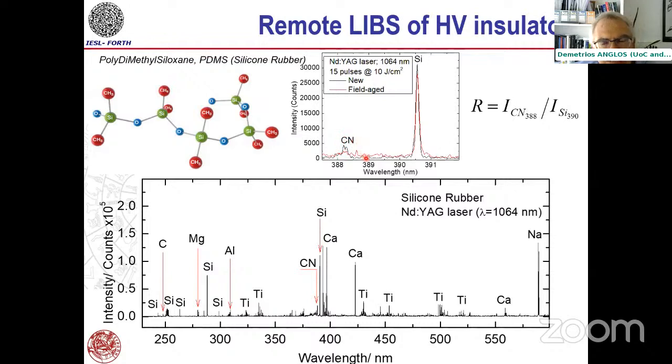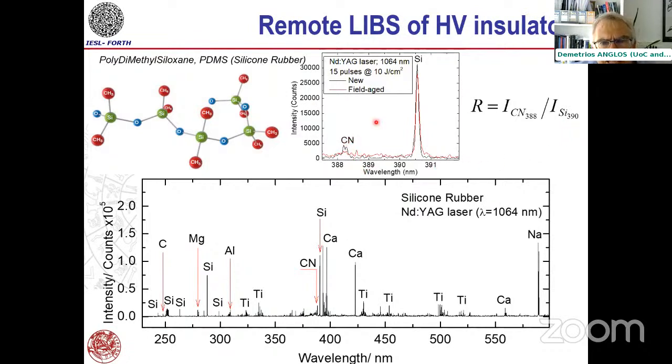CN forms during the plasma formation process because of a reaction of the carbon atoms with nitrogen in the atmosphere. So effectively, the emission of this CN species reflects the amount of carbon on the sample. So basically, we look at the ratio of carbon, or CN, if you like, to silicon through this indicator, and that reflects the health of the insulator.